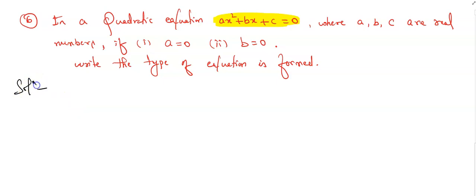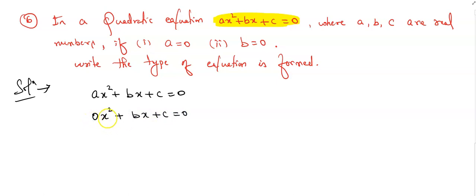Okay, but here they won't ask you both cases together, they will ask you any one case. But here I have shown both the cases. Let me say in the equation ax square plus bx plus c is equals to 0, if I substitute 0 in the place of a, then what happens? 0x square plus bx plus c is equals to 0. 0 into x square is 0 only. So what is left out now? bx plus c is equals to 0.